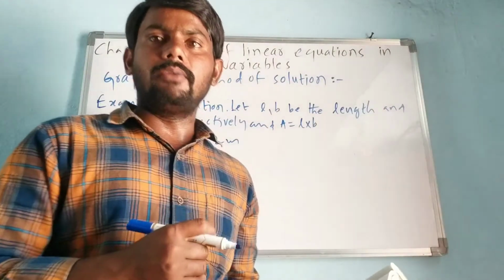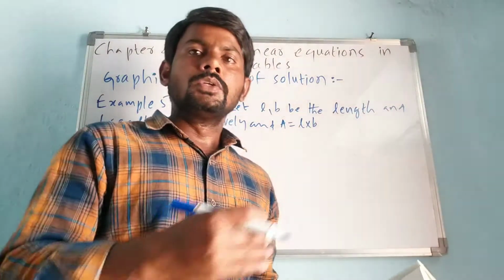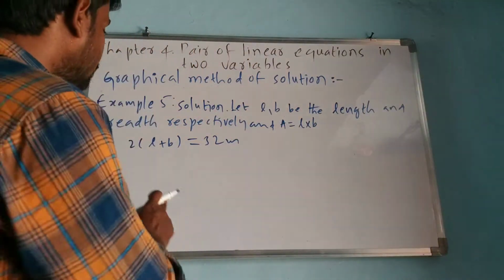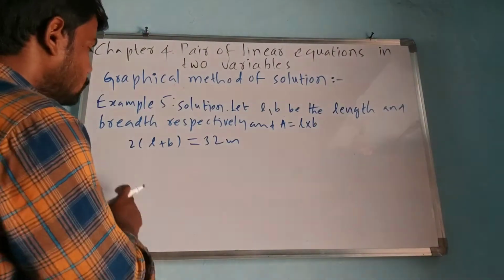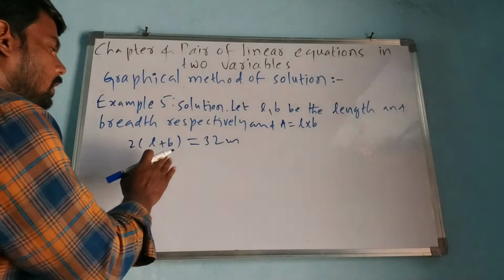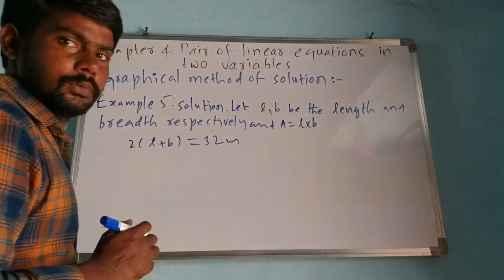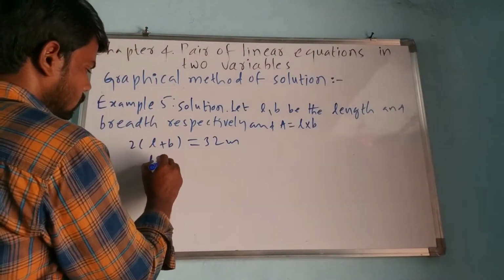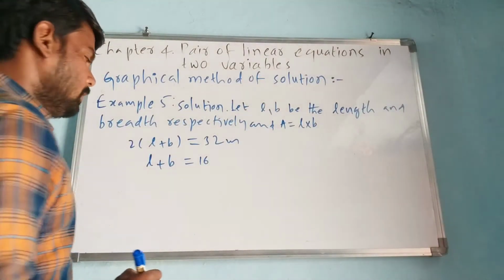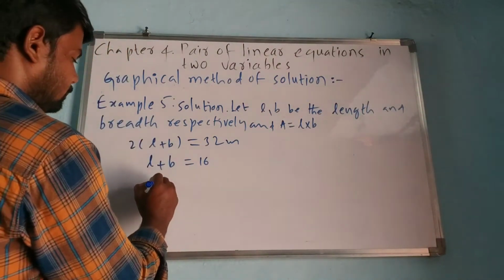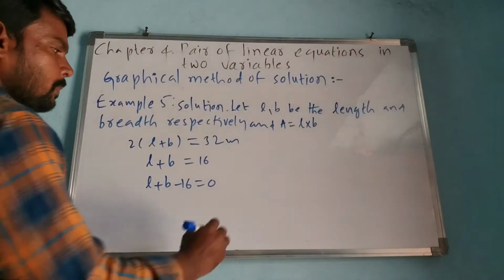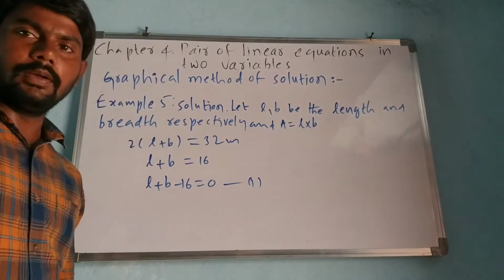First of all we have to derive the two equations. From the first situation we get this equation: 2 into (L plus B). It is clearly given that the perimeter of a rectangular plot is 32 meters. So 2 into (L plus B) is equal to 32 meters. Now this can be simplified: L plus B is 16 meters, so L plus B minus 16 is equal to 0. This is the first equation.